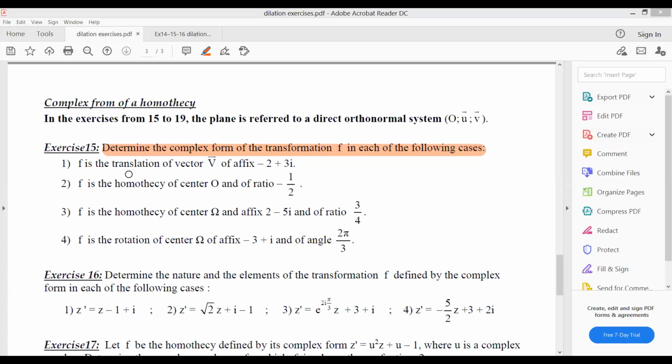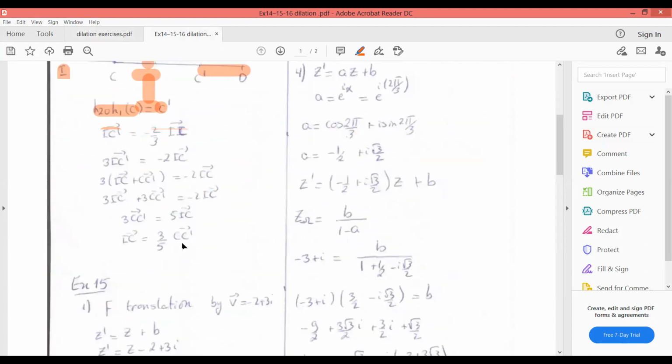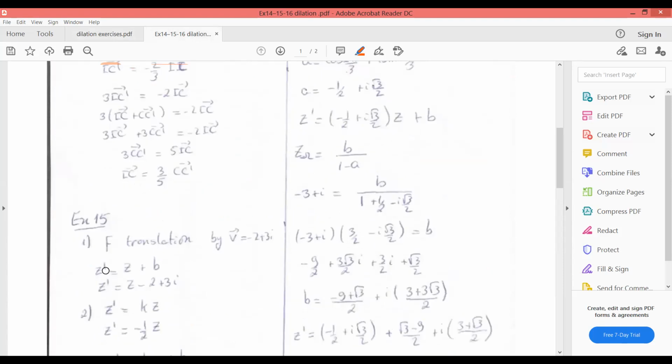So first part, exercise 15, we have a translation. F is a translation with vector V and affix minus 2 plus 3i. So F is a translation, Z prime equals Z plus B. So Z prime equals Z plus B, where B is minus 2 plus 3i. It is simple.